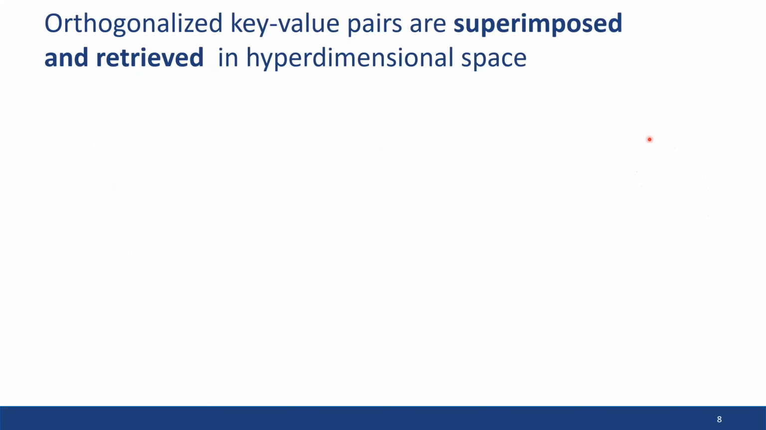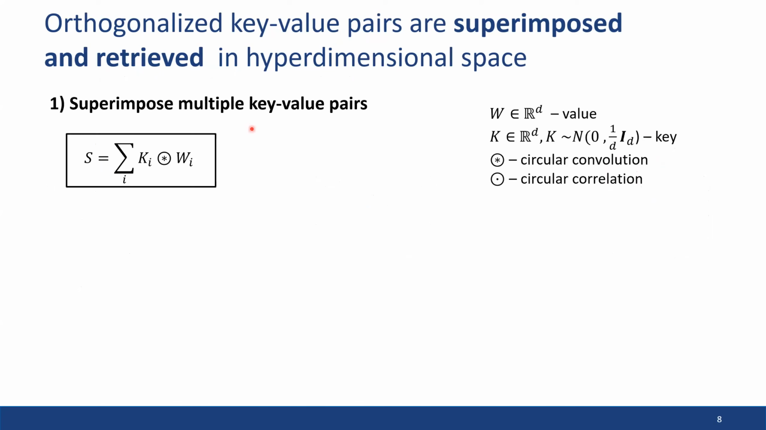So as we were able to orthogonalize these value vectors using the key value binding, we can also superimpose those. This is shown here. So we first build the key value pair for every value vector. Here for the binding, we use the circular convolution, and as keys, we use d-dimensional vectors with elements which are drawn from an IID Gaussian random variable. The variance is set to 1/d to keep the unit norm.